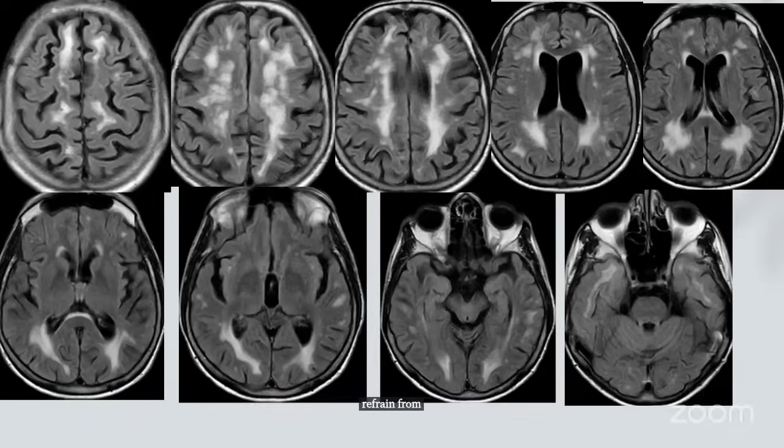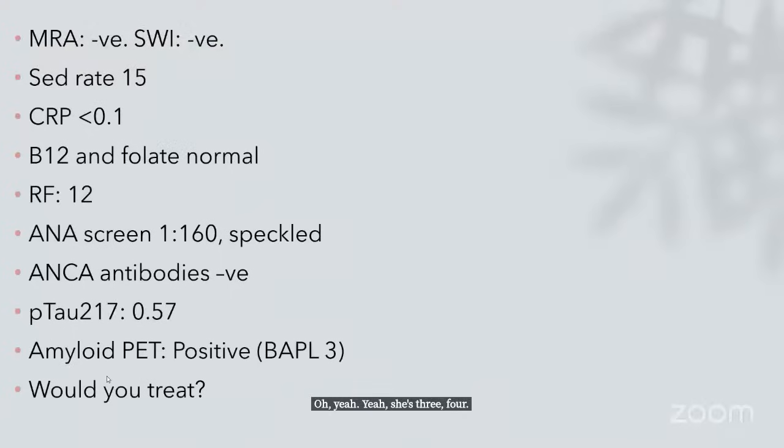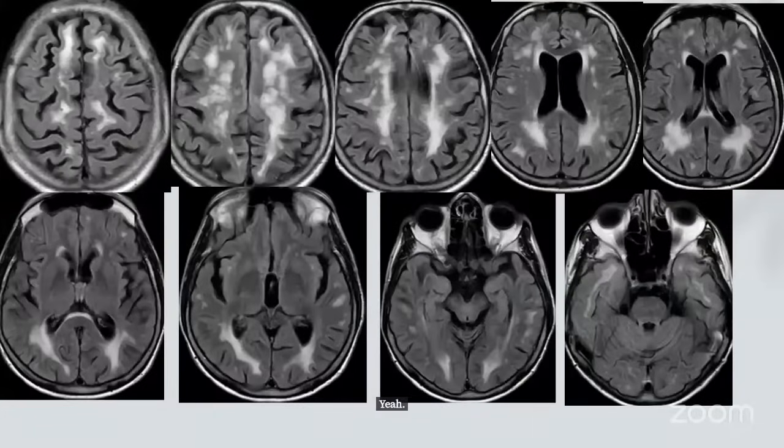I would like to know more about ApoE. I didn't see the ApoE part. Oh yeah, she's 3-4, I should add that in there. Yeah, I honestly would refrain from giving the medication. I would be very cautious. I would not give the medication. Dr. Haitham, do we have a tau PET on her?